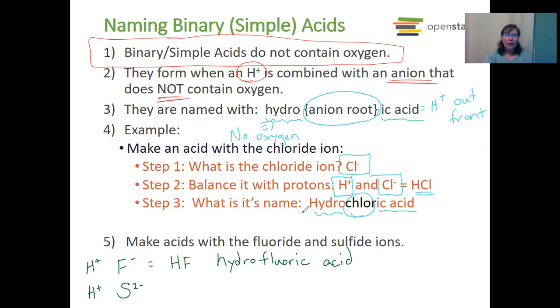So, no fun. But then H plus and S2 minus, well, we're going to need 2 of our protons to balance out that 2 negative charge. So this becomes H2S, or hydro. Now this sulfur is weird. It doesn't become hydrosulfic acid. It's just hydrosulfuric acid.